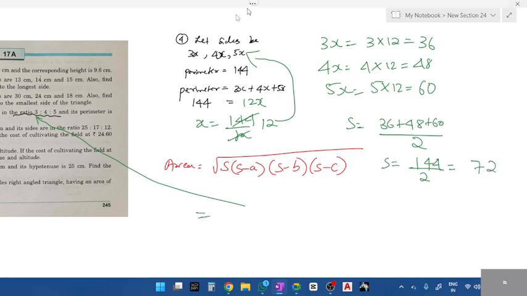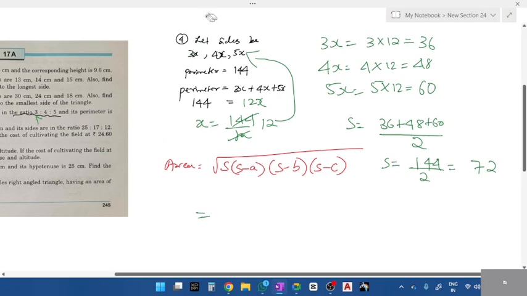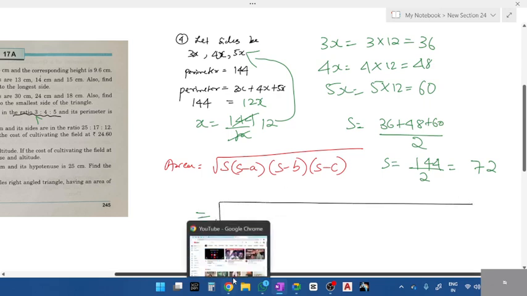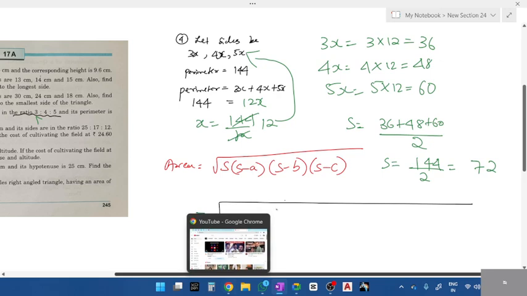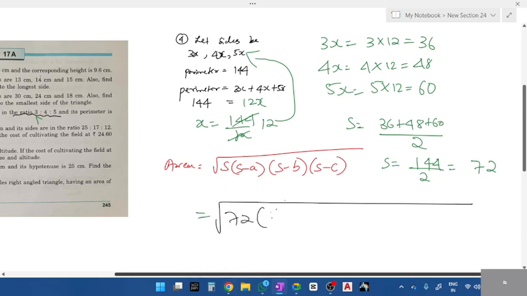See, here you all might feel difficulty factorizing this. All of you complete it till here. This bracket method I'll teach. Till here have you all done? 72. Okay. The other one I'll teach. Look here. Stop writing. 72 into, what's the other one? 72 minus 36, 72 minus 48 and 72 minus 60.